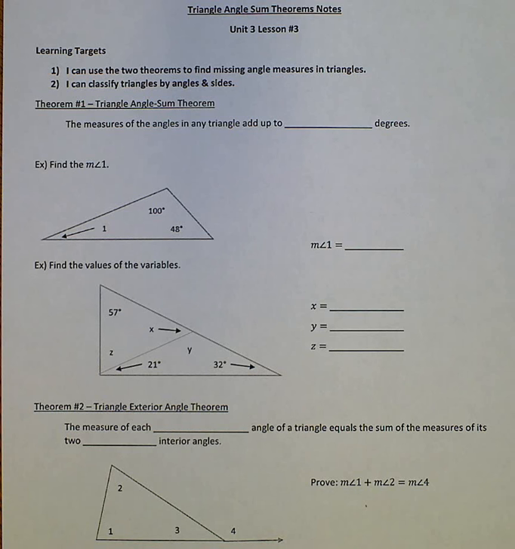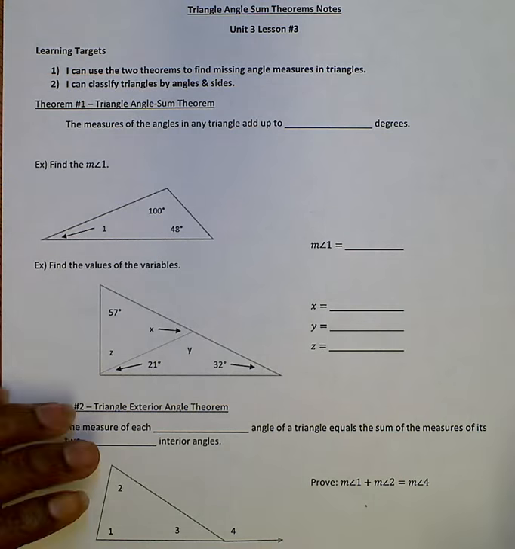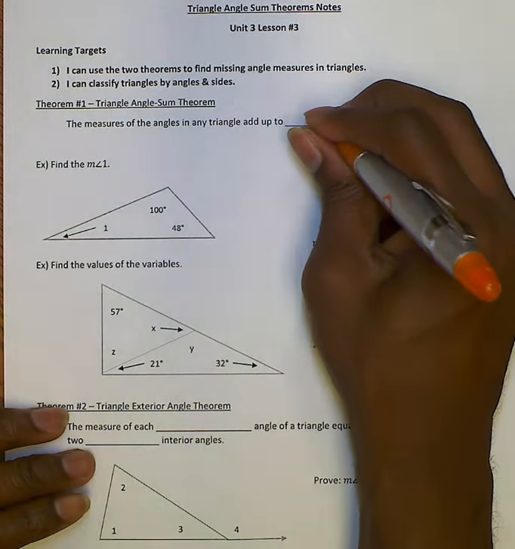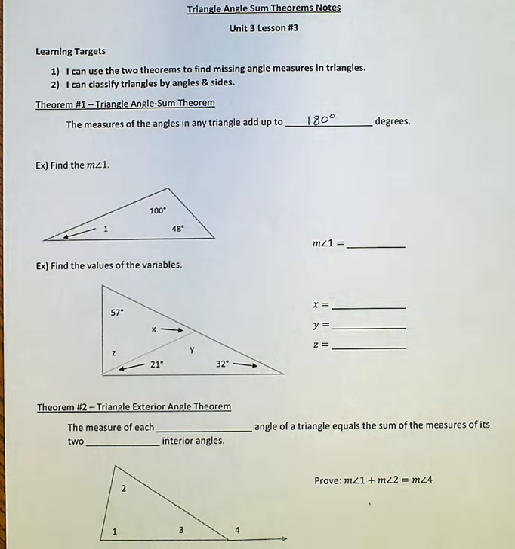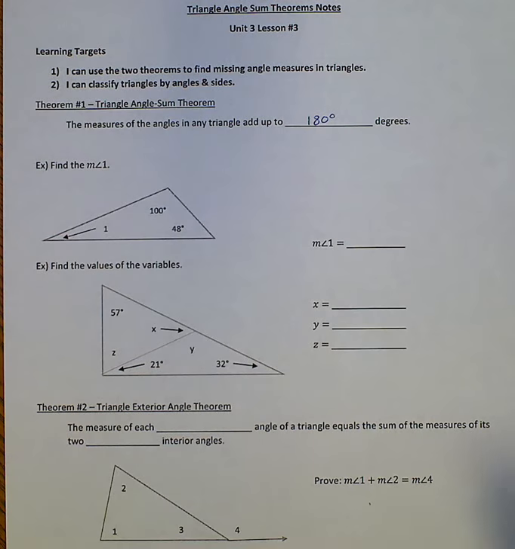Alright, so here's the triangle angle sum theorem. You probably already know it, even if you didn't know it was called this. The measures of the angles in any triangle add up to 180 degrees. Every triangle adds up to 180. We'll use this forever. Okay, let's jump into some examples.